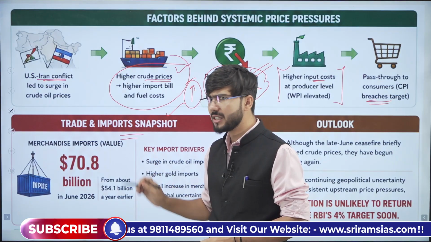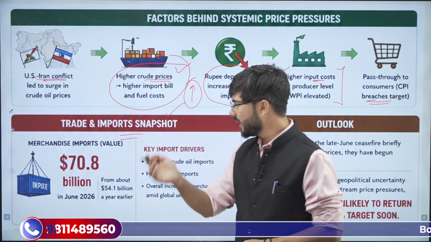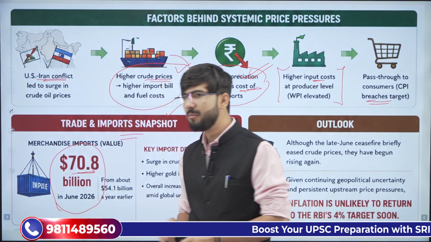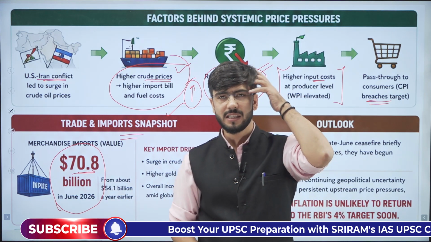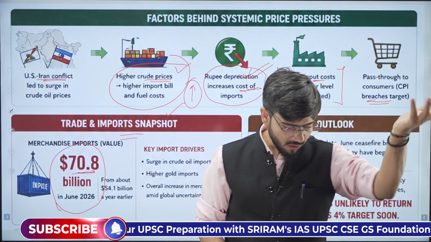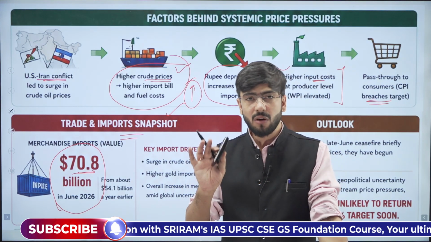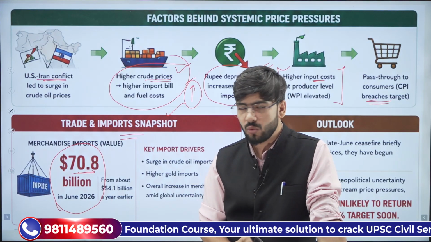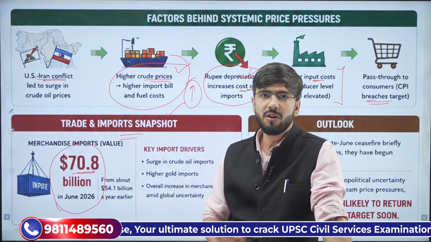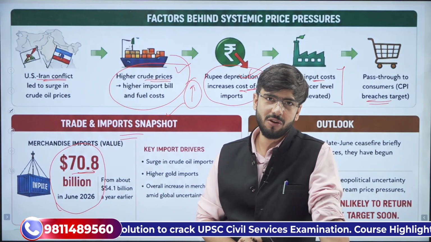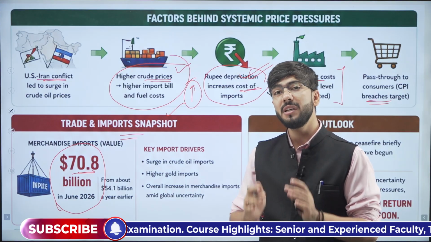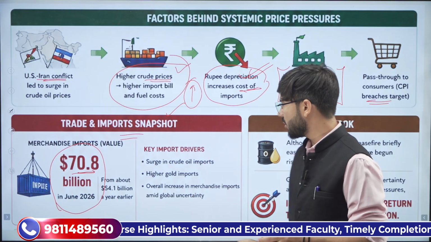One more thing. When you talk about merchandise trade, the trade which India is doing with the world, we currently are importing around $70 billion of merchandise, which last year June was just around $54.1 billion. This year it is $70 billion. That is how you can see how much the current account deficit must be widening because of this.